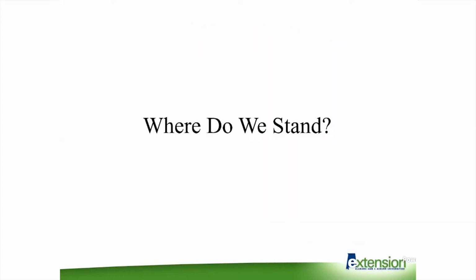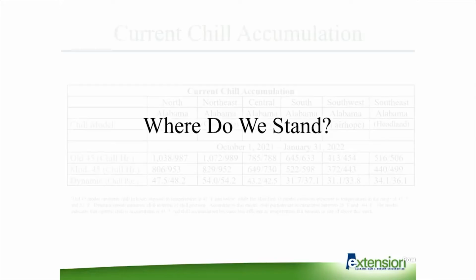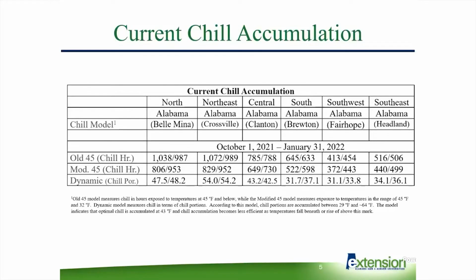Okay, so that brings us to where we stand now in terms of chilling. Let's start with North Alabama, and just briefly go over North Alabama, because North Alabama typically doesn't have problems with chilling. It's usually cold enough. And right now we have a little over 1,000 chill hours. And if we look at the dynamic model for both the northern sections of Alabama, we have 47.5 and 54 chill portions.